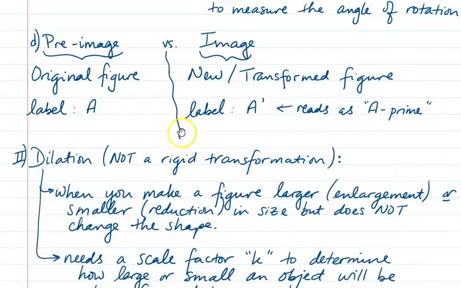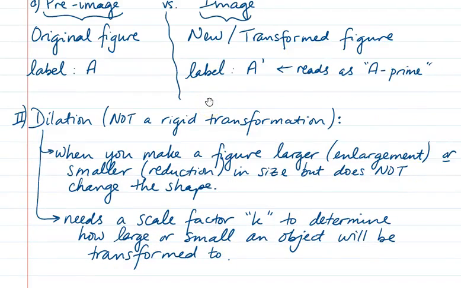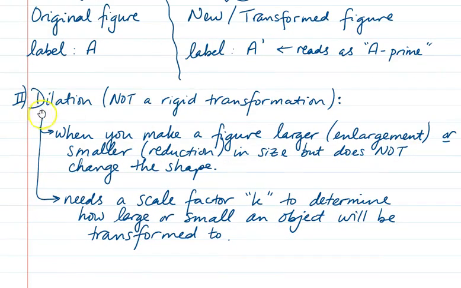Moving right along, the pre-image is your original figure, and you always label it with capital letters, versus your image, which is your transformed figure, and the way you would label it is with a capital letter, the same letter as the original, but with a little tick mark or apostrophe, and you would read it as A prime. If you have two of these tick marks, then you would read it as A double prime. Alright? For this lesson, we are talking about dilation, which is not a rigid transformation.